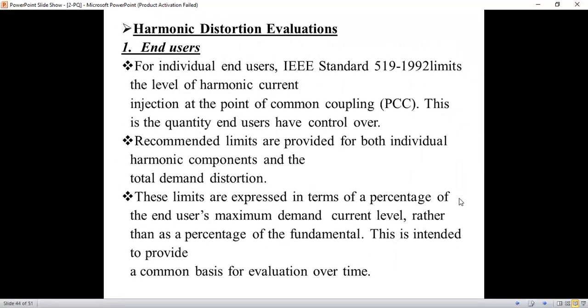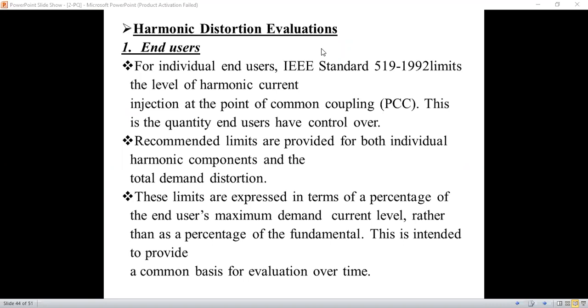In yesterday's class, we already started the harmonic distortion evaluations. Whatever harmonics are there will start to flow towards the utility system, where the sources are on that side. So the harmonic distortions are available in between the end users and the utility side.